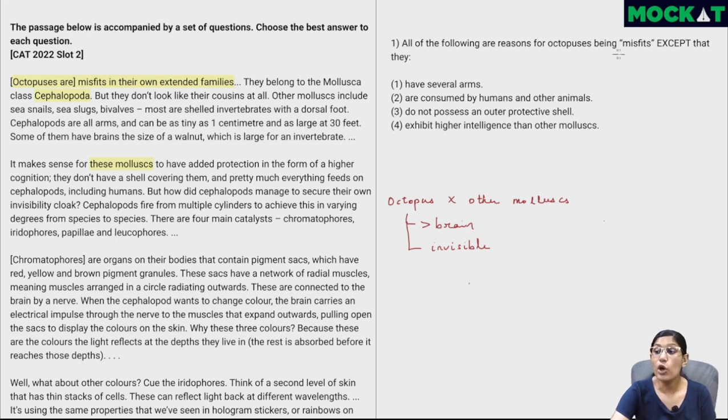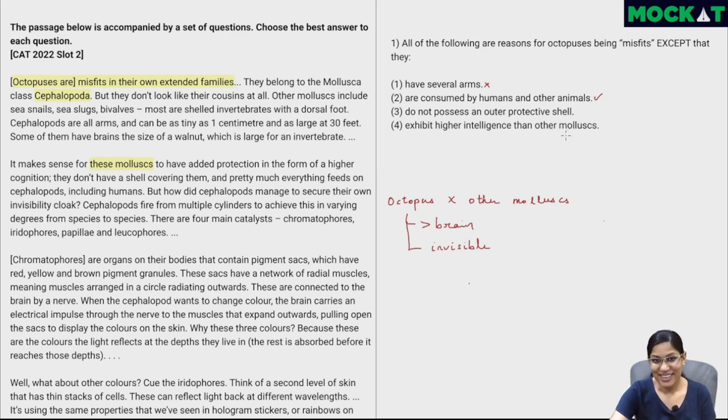The reasons for octopuses being misfits except, that means 3 of these would be given, whichever is not becomes the right choice. They have several arms. This is something which is mentioned. Cephalopods are all arms. So this is given, so we can eliminate it. They are consumed by humans and other animals. Now, pretty much everything feeds on cephalopods, including humans. So this is not a difference. Cephalopods are eaten. Octopuses are also eaten. So this is probably the right choice.